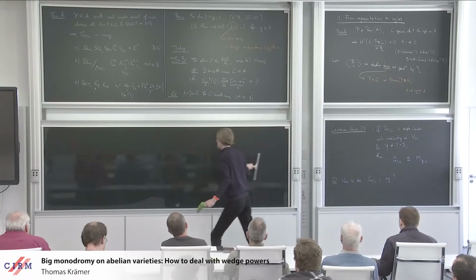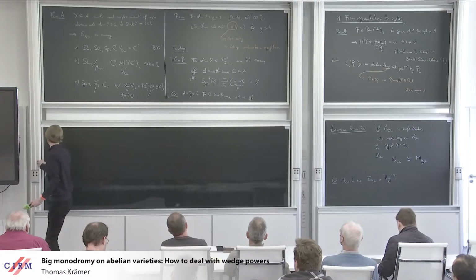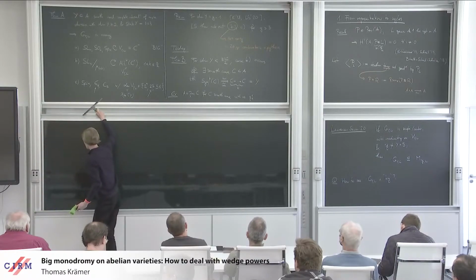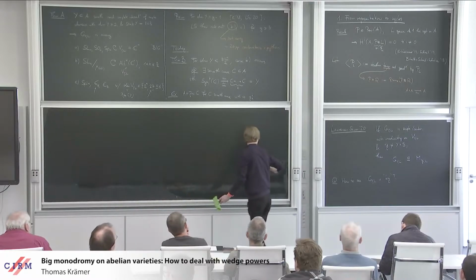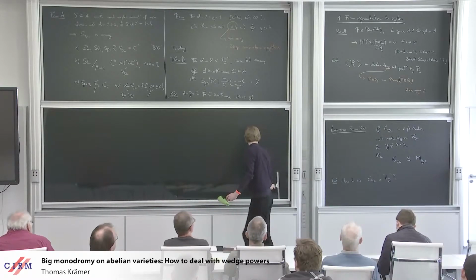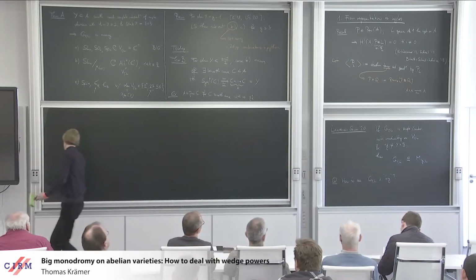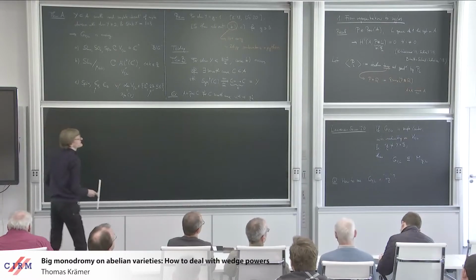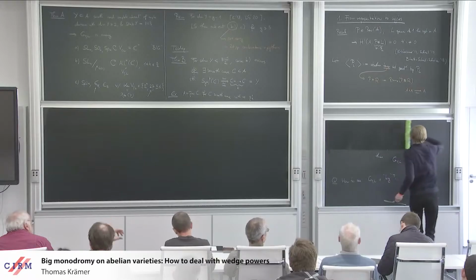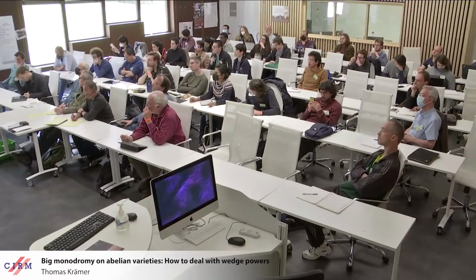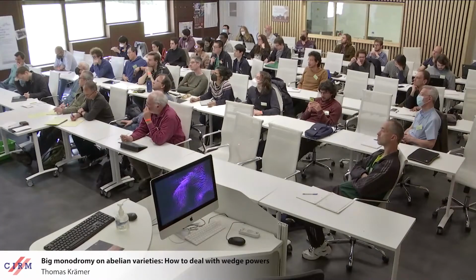And this category turns out to be very nice. So it's actually what's called a neutral Tannakian category. So it's a tensor category which is equivalent to a representation category of some algebraic group. And that's the Tannaka groups I was talking about before.